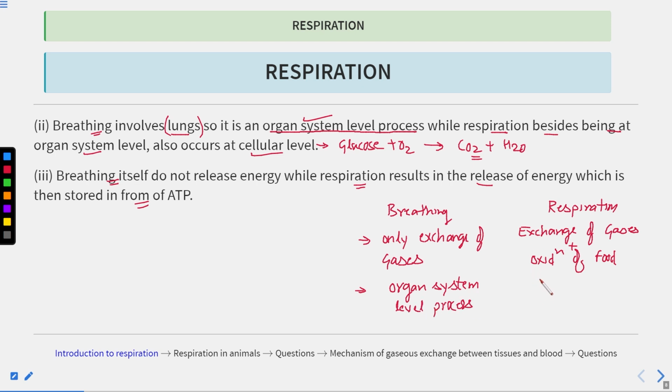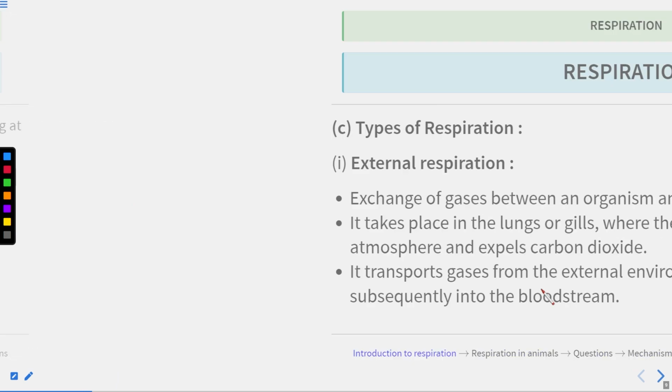Alright, and whereas respiration, what happens? It is an organ system level process and it occurs at two levels. One is the organ system level and the other at the cellular level, means within the cell. So it occurs at two levels, and during breathing there is no energy formation or no ATP formation. Here the ATP is released or ATP is formed. Clear? So these are the differences between breathing as well as respiration.